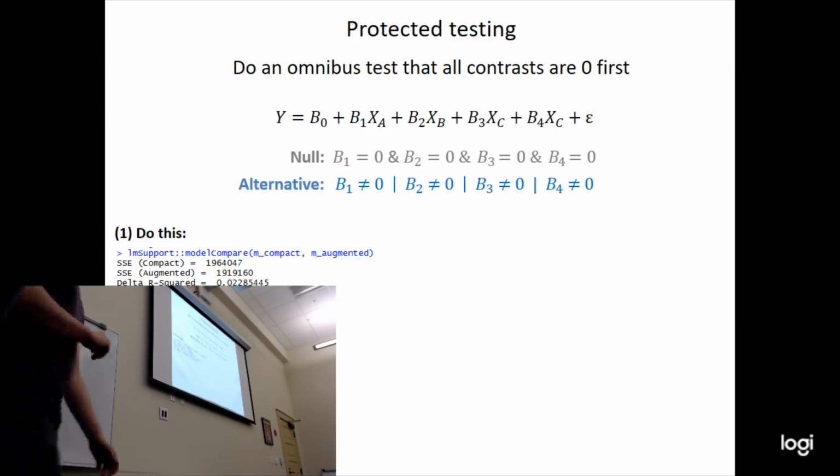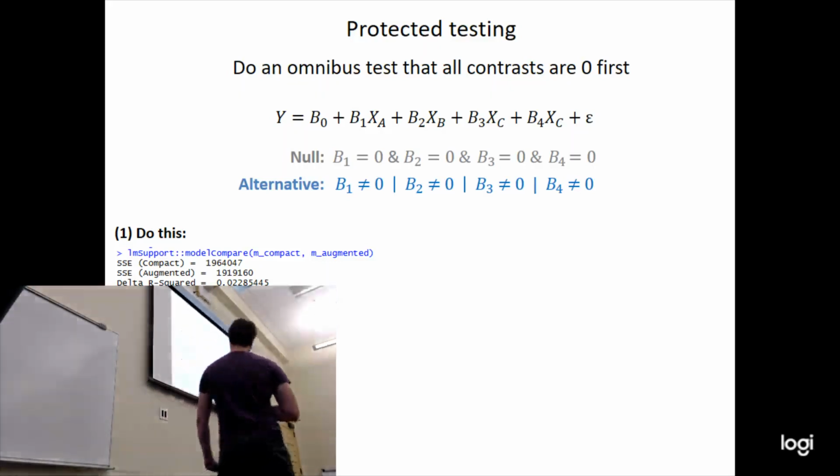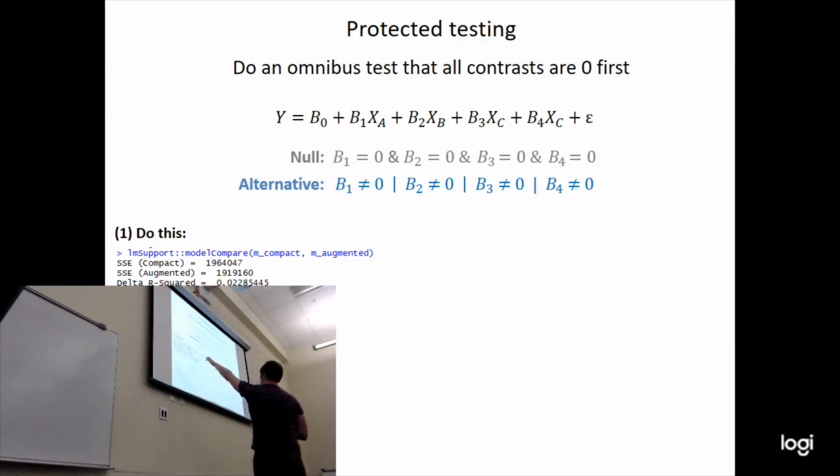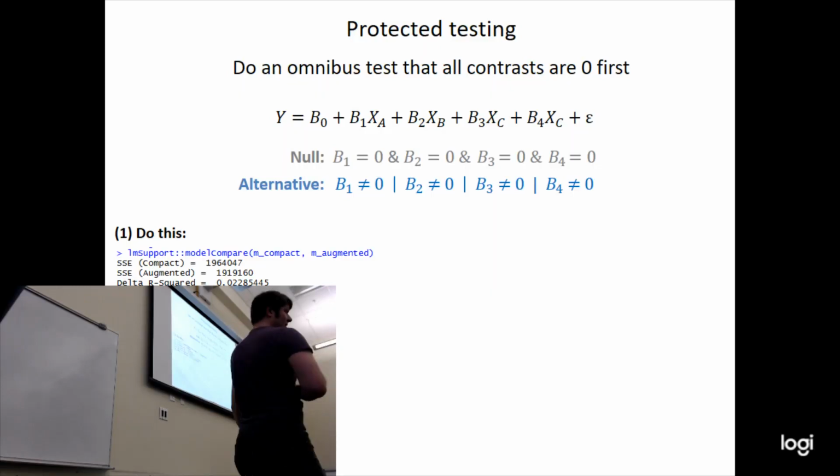And we've actually done this. You fit a compact model with an intercept only, and an augmented model with everything, and then you compare them using model comparison.